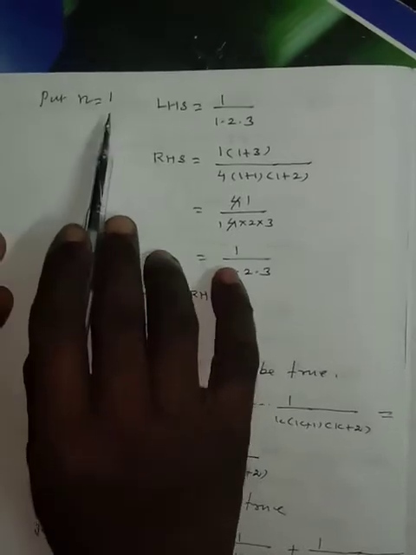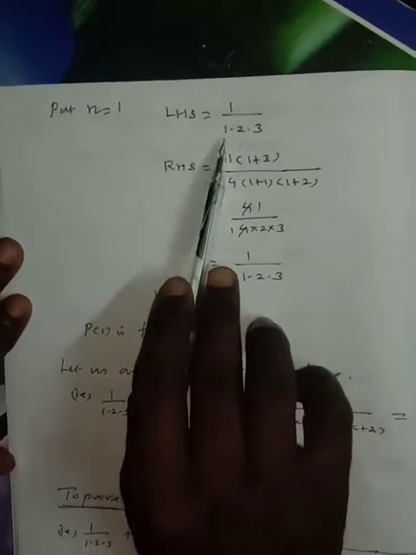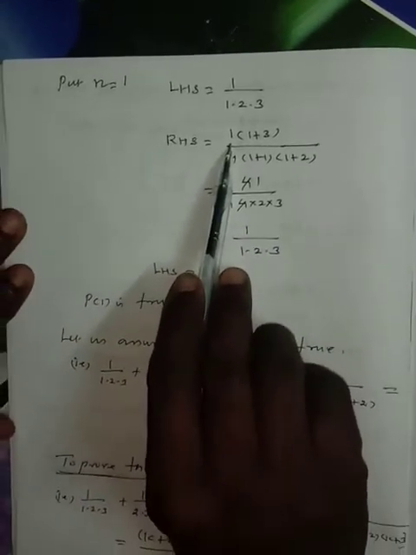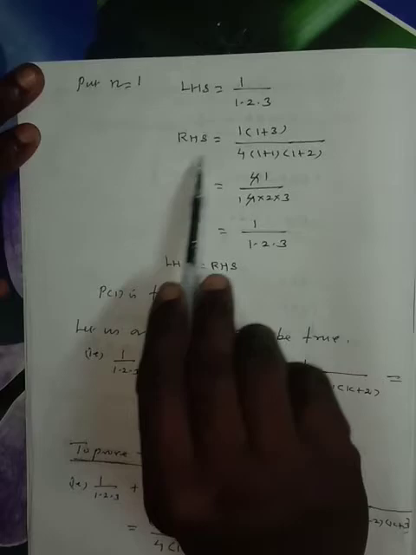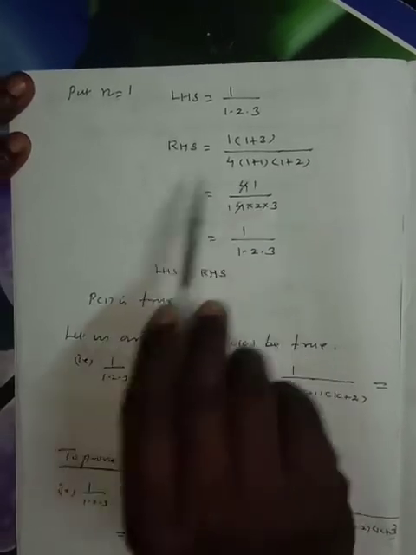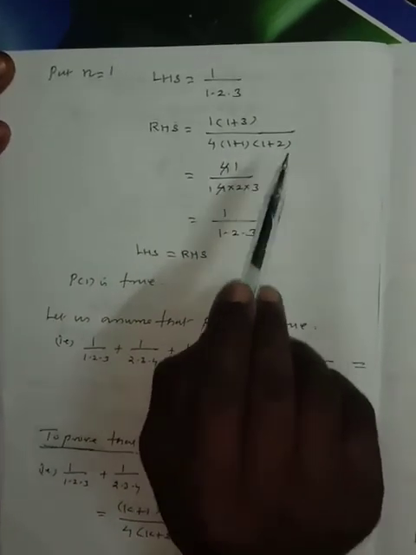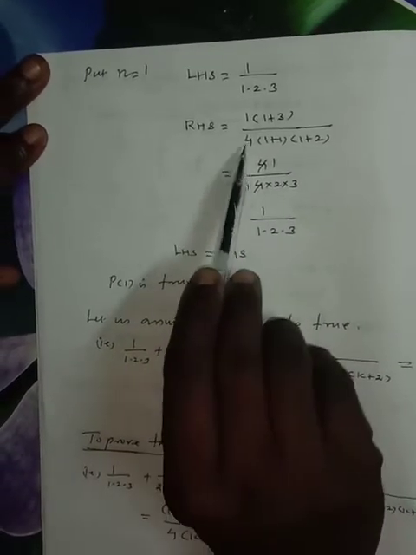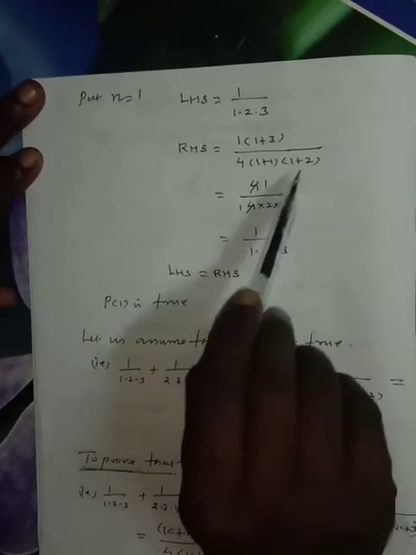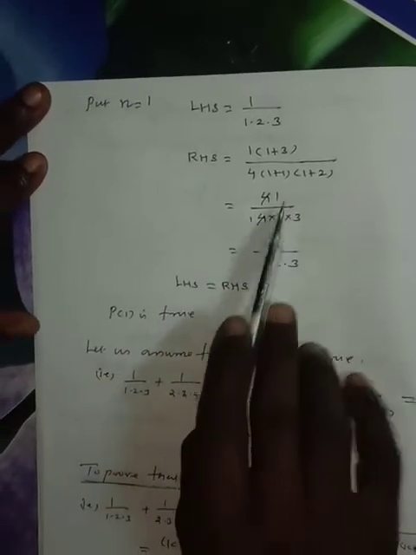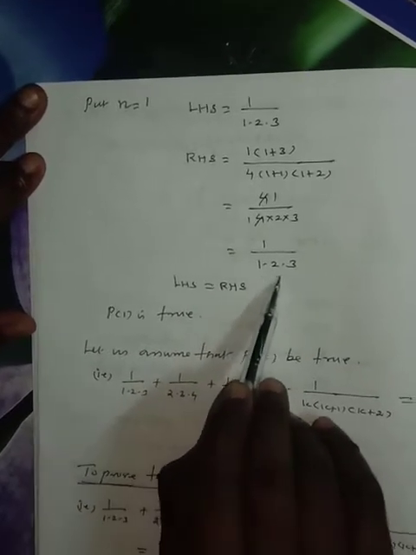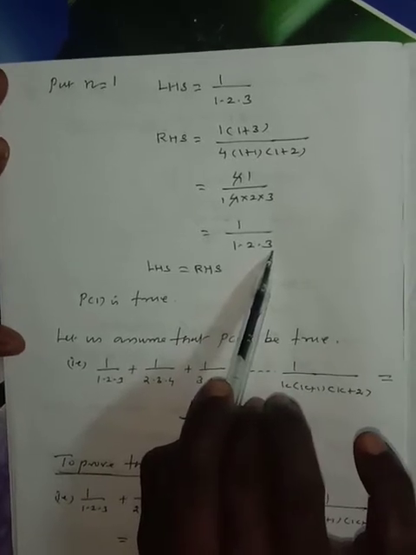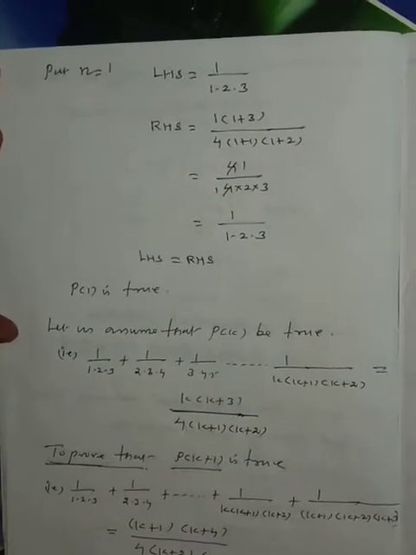Put n is equal to 1. LHS is equal to 1 divided by 1.2.3. RHS: put n is equal to 1: 1 into (1+3) divided by 4 into (1+1) into (1+2). Now numerator 1+3 is 4, denominator 4 into (1+1) is 2 into (1+2) is 3. Cancelling we get 1 divided by 1.2.3. LHS is equal to RHS is equal to 1 divided by 1.2.3. So P(1) is true.